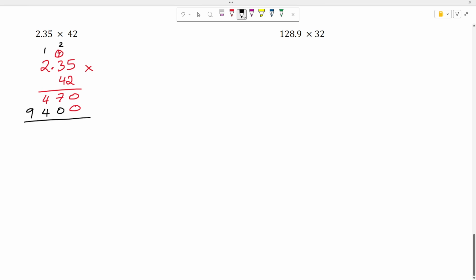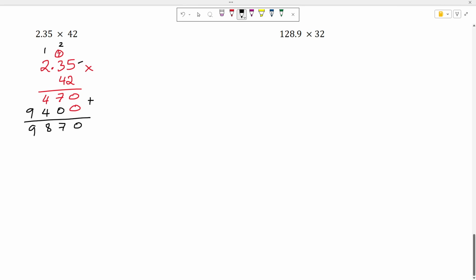Alright guys. Now once we have reached this level, we're going to go ahead and add the numbers. Now 0 plus 0 is 0. 7 plus 0 is 7. 4 plus 4 is 8. 9 plus nothing is going to give us 9. Right guys? Now we're going to come back to our decimal.